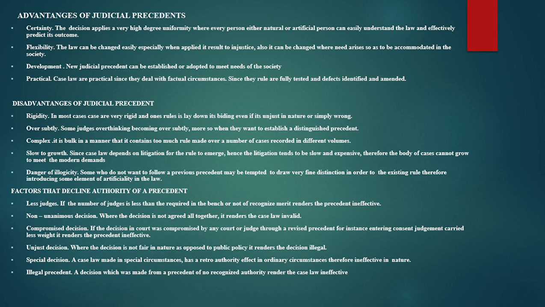So when they want to establish a distinguished precedent, that is when a judge does not want to adopt an existing precedent, he overthinks and tries to draw very fine lines in order to avoid that precedent, be it because he is biased in nature or does not want to decide a case how a certain judge determined it. So he develops very fine lines to differentiate that case from that case in order to adopt some distinguished precedent. So it is complex.